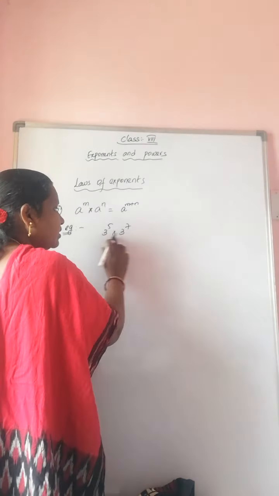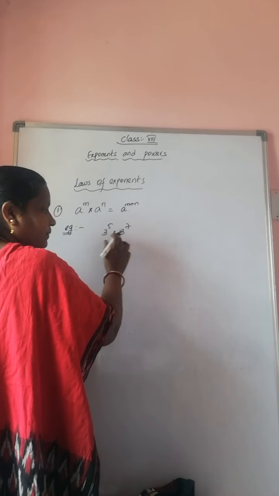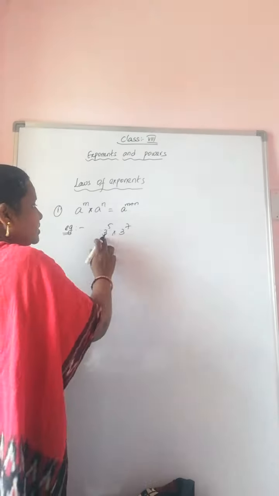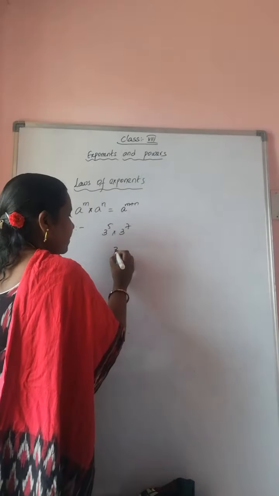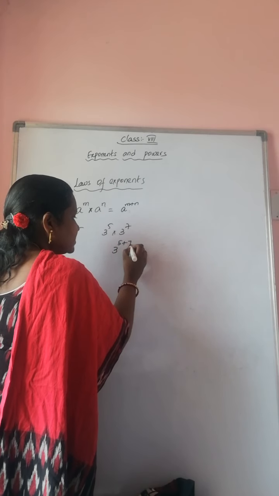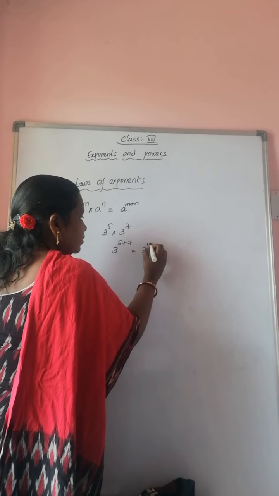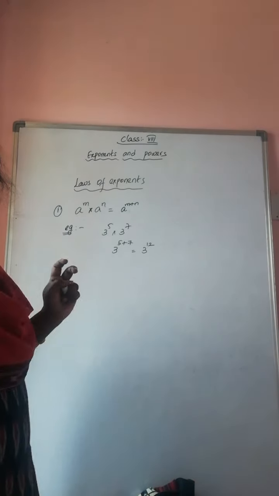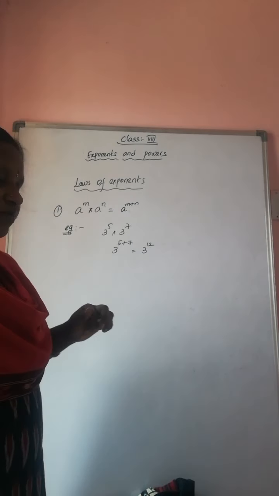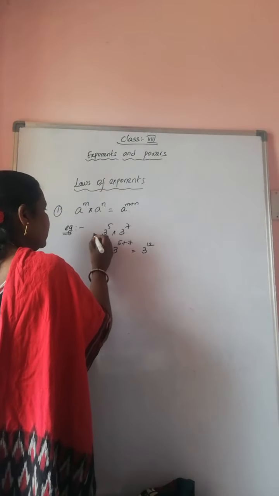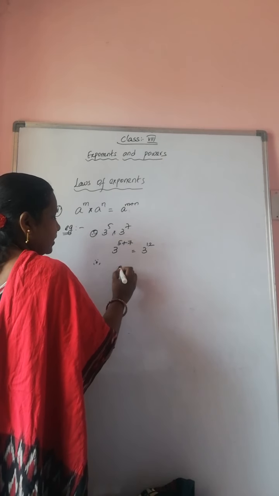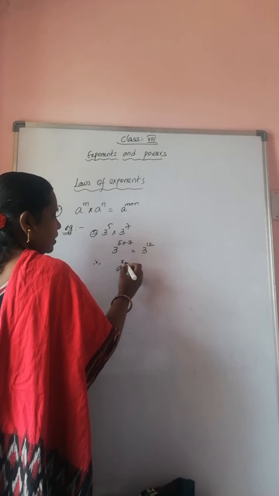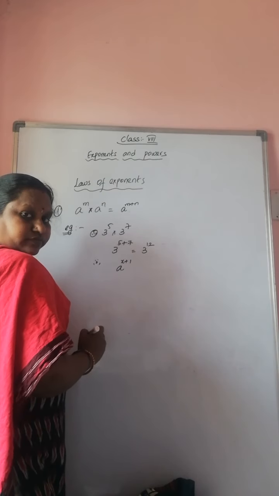So in 3 power 5 into 3 power 7, the bases are equal now. What are the bases here? 3, 3. The power of this base is 5, the power of this base is 7. So what am I going to do? 3 to the power of 5 plus 7. What is the answer? 3 power 12. Not only with these numbers. This is example 1, and for example 2, if you get something like a power x plus 1.